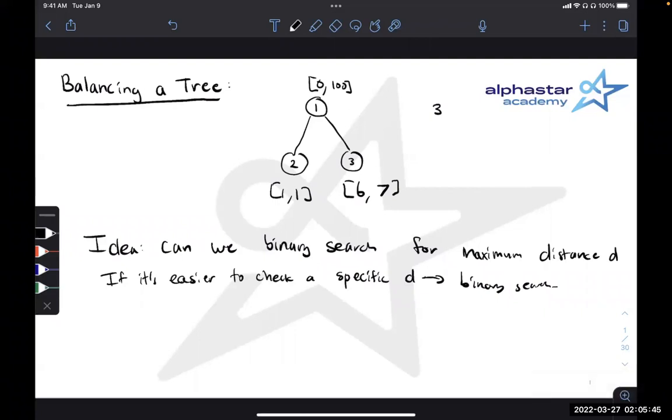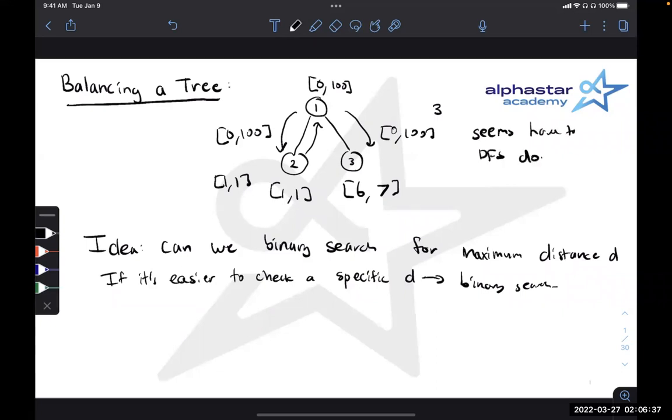Well, maybe we pass down 0. So we don't have to assign the root yet. We know when we, okay, so if we pass down 0, 100, we're looking at 1, 1. So you know they're 3 apart. Well, there's only one place to place this, so it has to be 1. So the possible valid range here is 1, 1. I guess the same thing happens here. The thing is, once you've chosen this, something has to go back up the tree. So it seems hard to DFS down the tree.